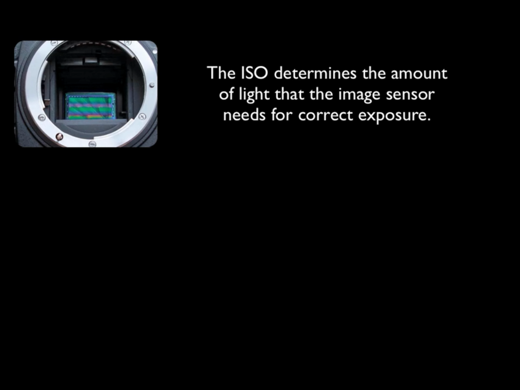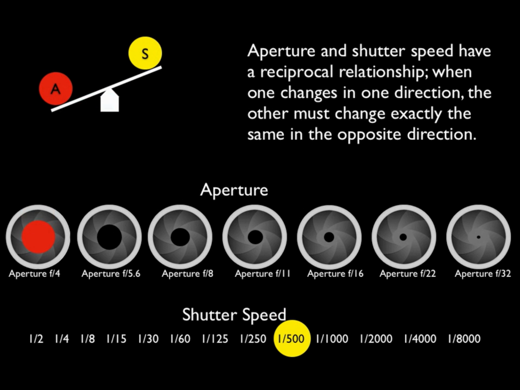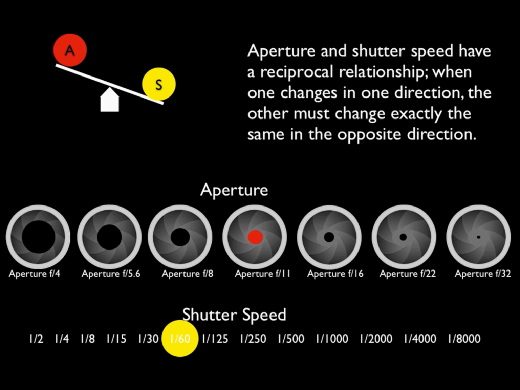The ISO determines the amount of light that the image sensor needs for correct exposure. The combination of aperture and shutter speed determines how much light will reach the camera's image sensor. Aperture and shutter speed have a reciprocal relationship. When one changes in one direction, the other must change exactly the same in the opposite direction.